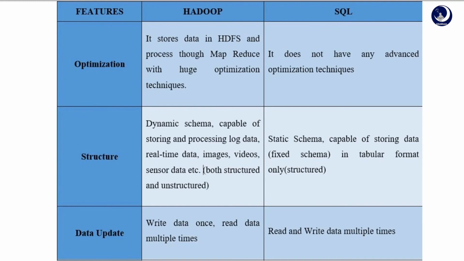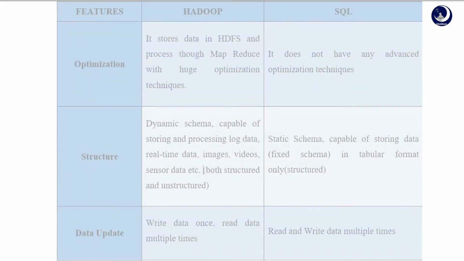The structure of Hadoop has a dynamic schema capable of storing and processing log data, real time data, images, videos, and sensor data that is both structured and unstructured. It can also be semi structured. SQL consists of a static schema which is capable of storing fixed schemas in tabular format, that is only structured data. The data update in Hadoop follows write data once, read data multiple times, whereas in SQL, it can be read and written multiple times.